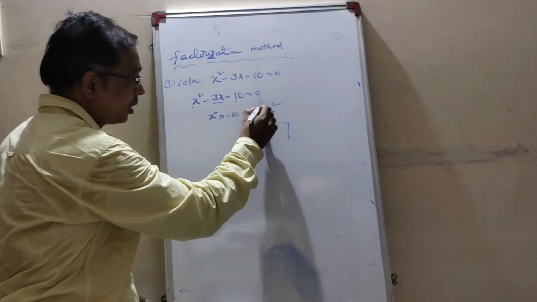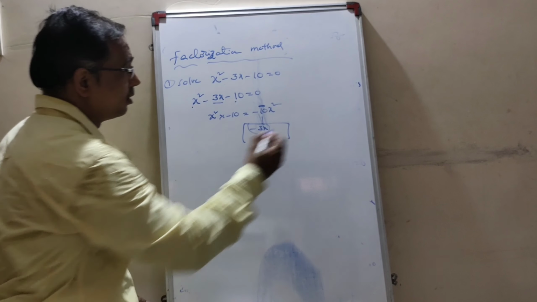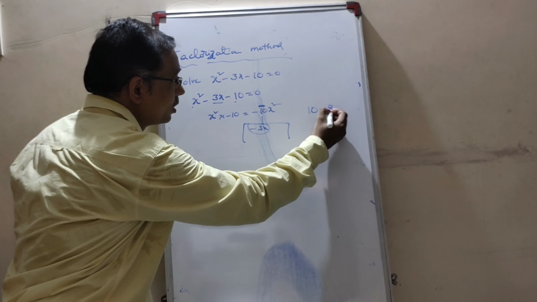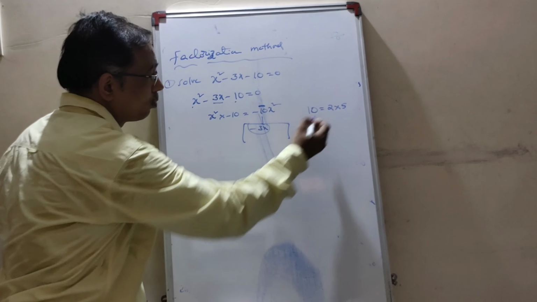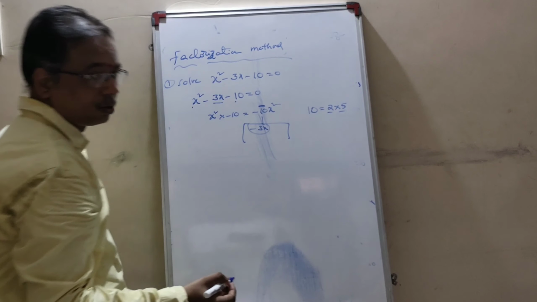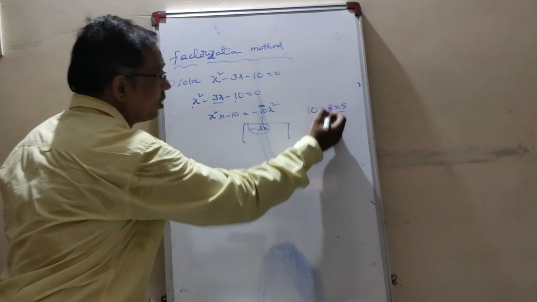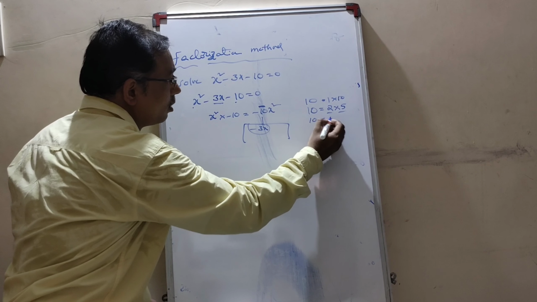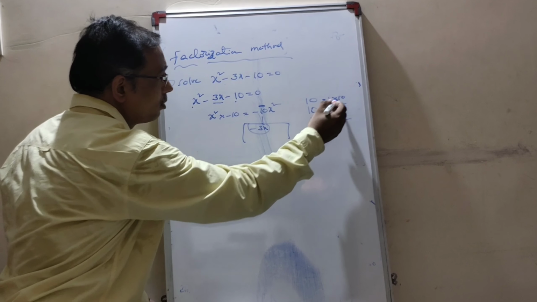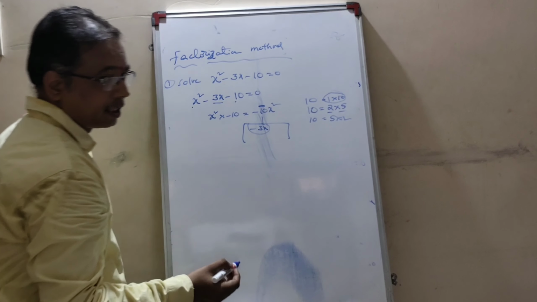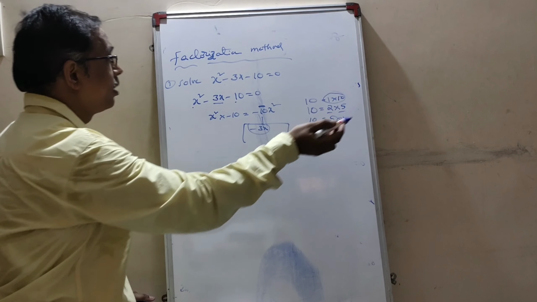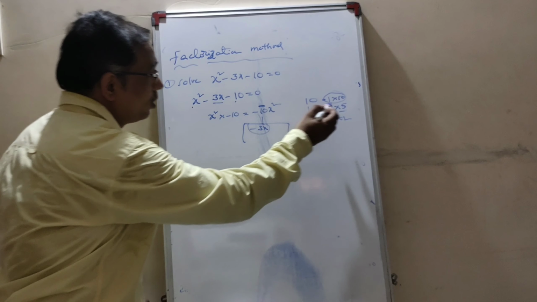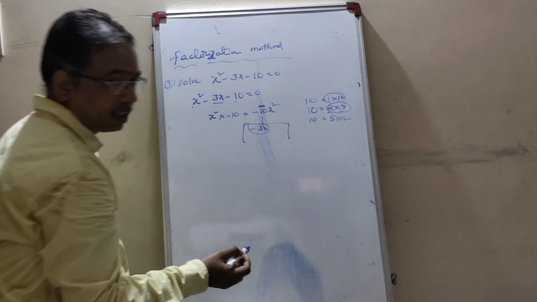First we take the factors of 10. As you know, 1 tens are 10, and 2 fives are 10, and 5 twos are 10. So many are there: 1 tens are 10 and 2 fives are 10. But you don't select 1 and 10. Why? Because by adding or subtracting we may not get the minus 3x. So that's why you have to take only the 2 and 5.